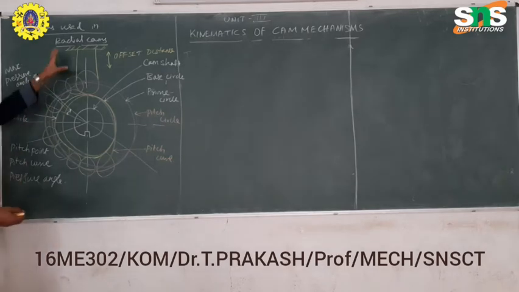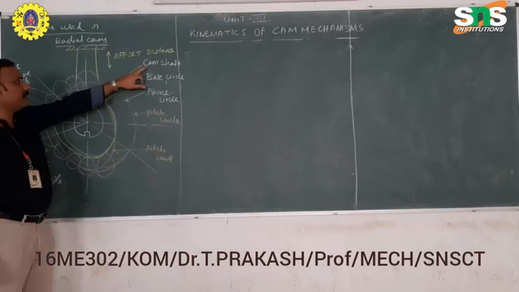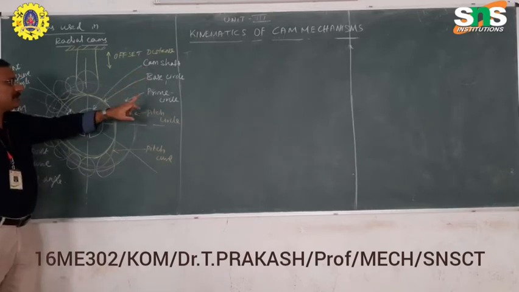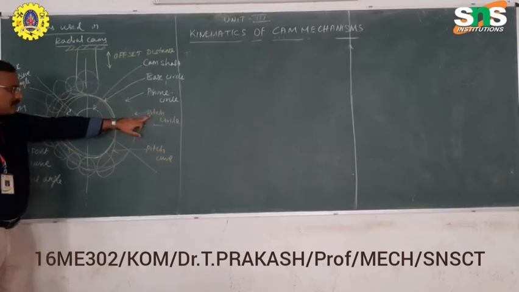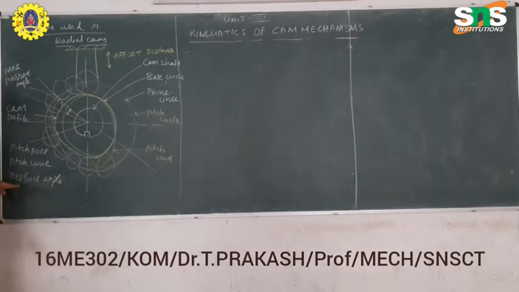In radial cams, there will mainly be a camshaft, a base circle, a prime circle, a pitch circle, a pitch curve, a pitch point, a pressure angle and the cam profile. Finally, there will be a cam profile. These are some important terms used in radial cams.